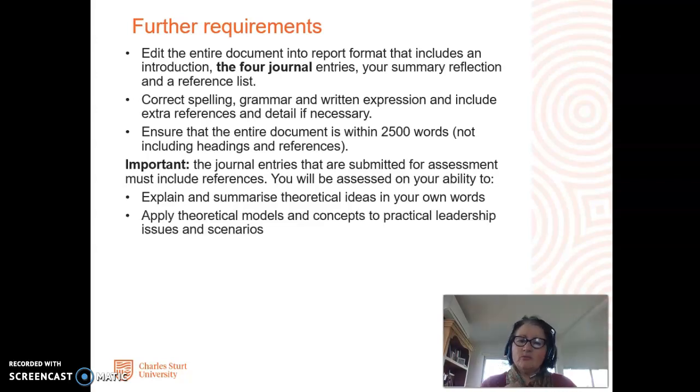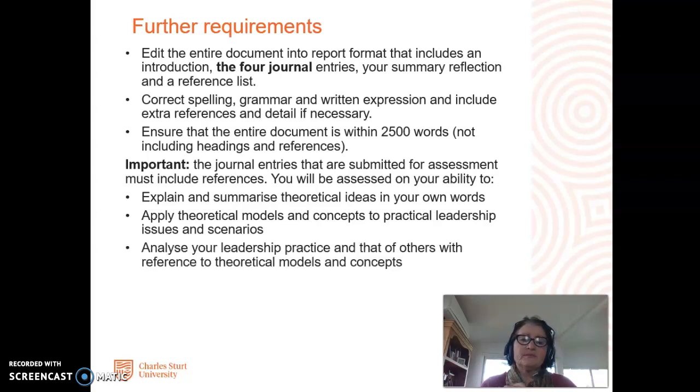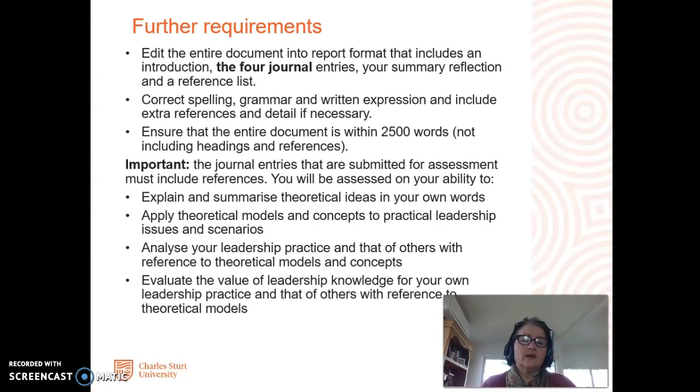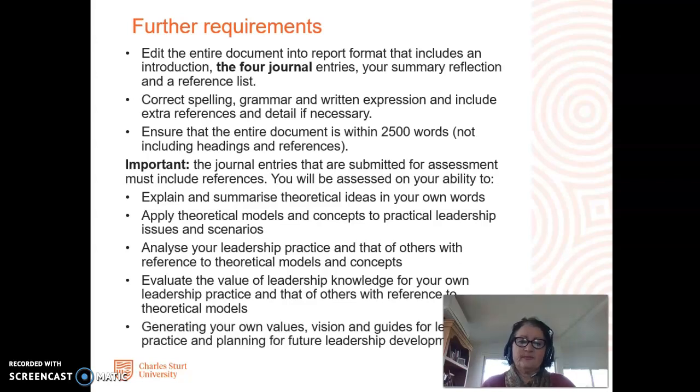Apply theoretical models and concepts to practical leadership issues and scenarios, which I've noticed some of you have started to do with your personal best leadership experience. Analyse your leadership practice and that of others with reference to the theoretical models and concepts. So that's the lens. The theoretical models are the lens through which you can analyse your own practice. Evaluate the value of leadership knowledge for your own leadership practice and that of others with reference to these models.